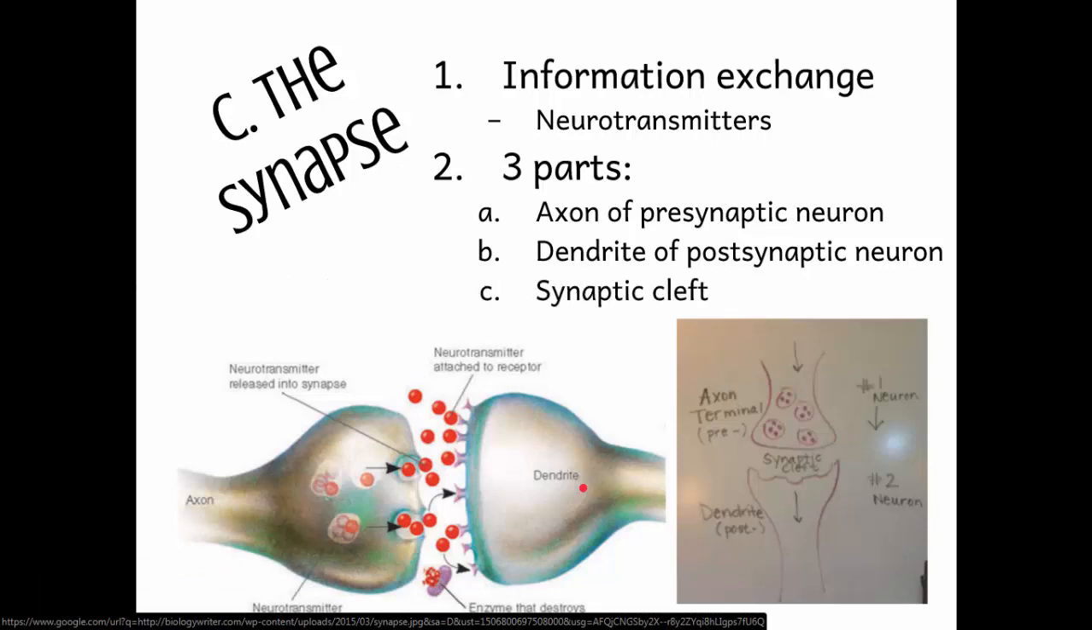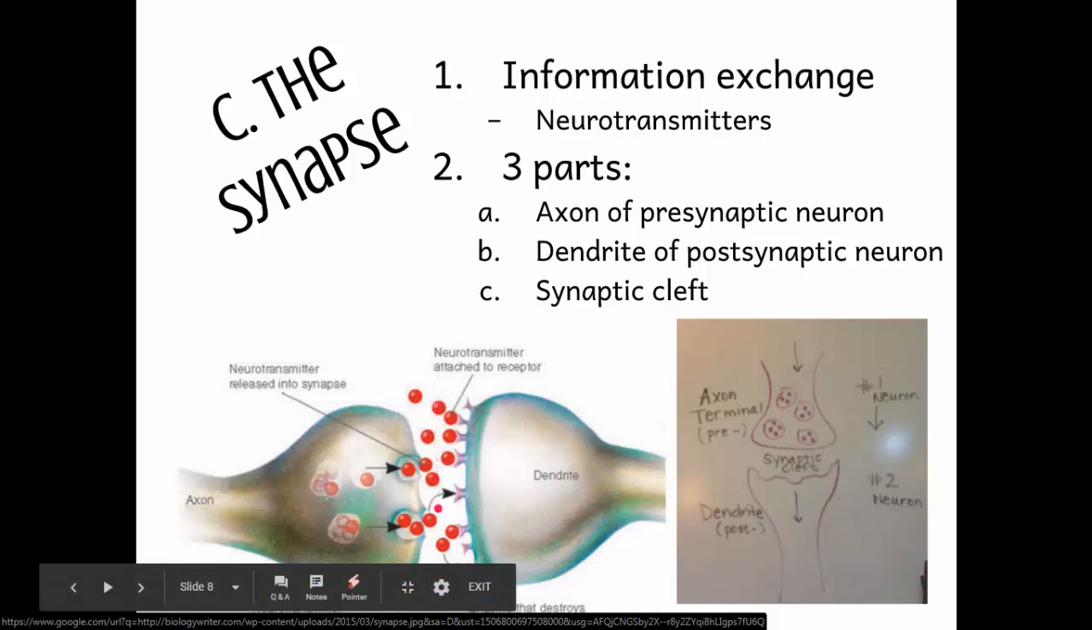And the third structure of the synapse is called the synaptic cleft. That is that gap, that space in between those two neurons, where the actual exchange of information takes place.